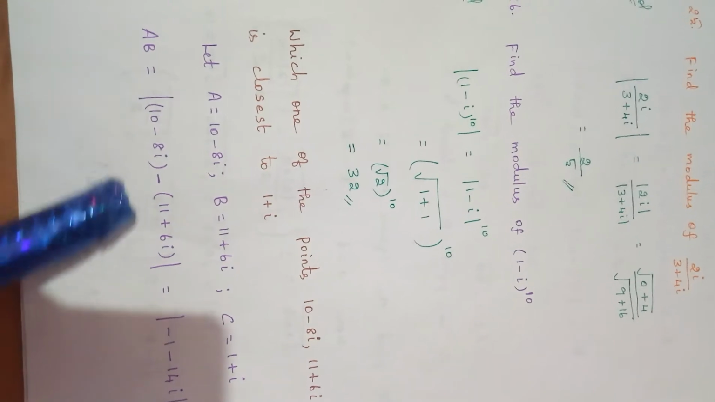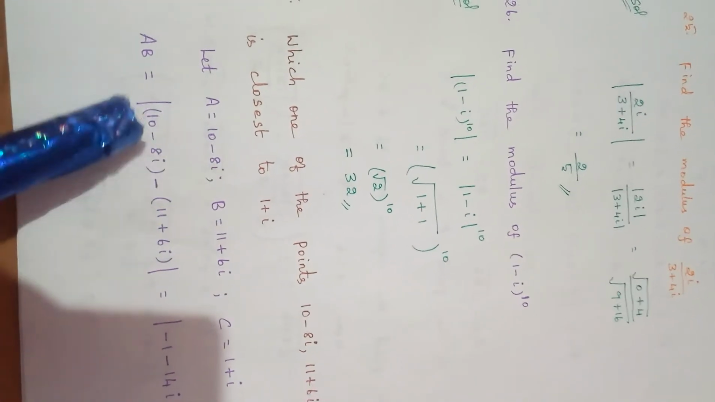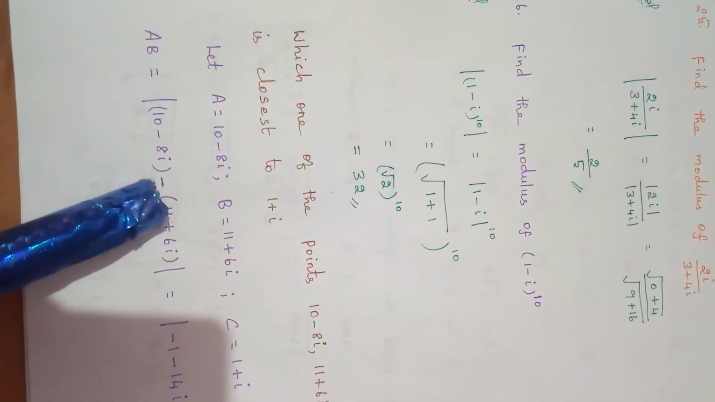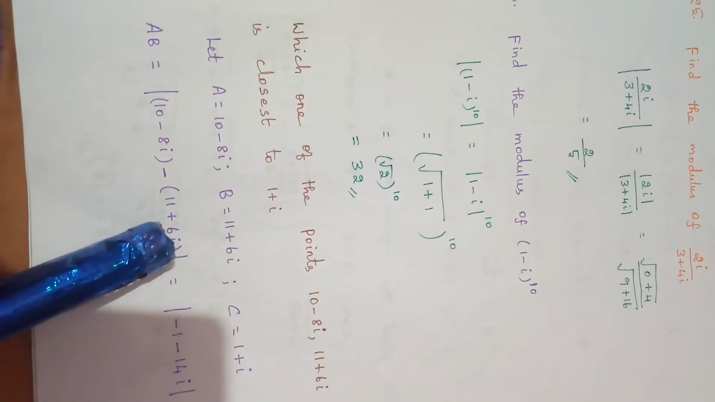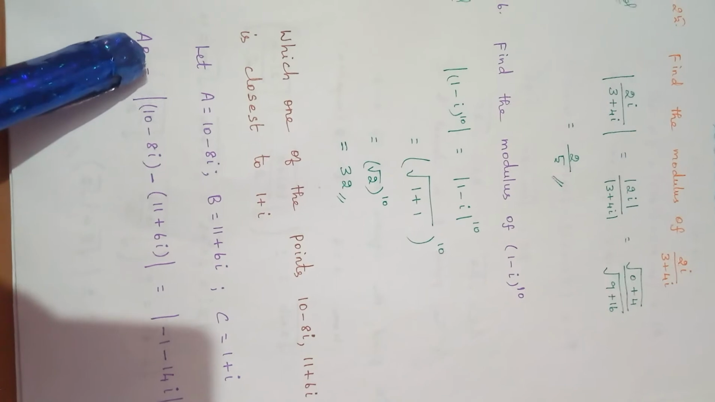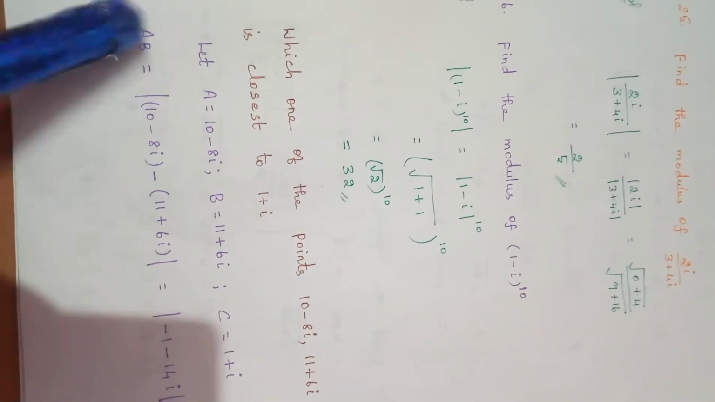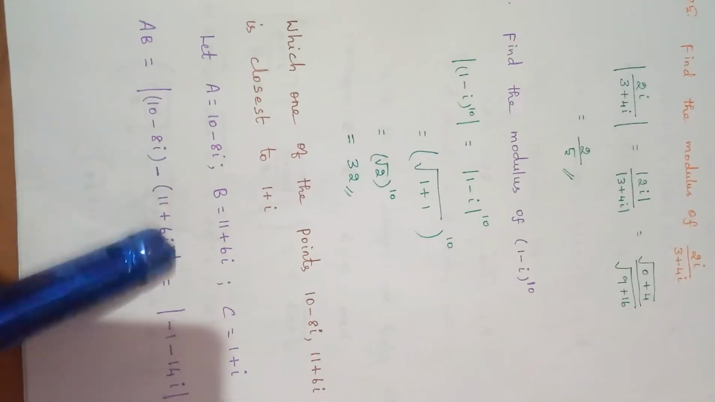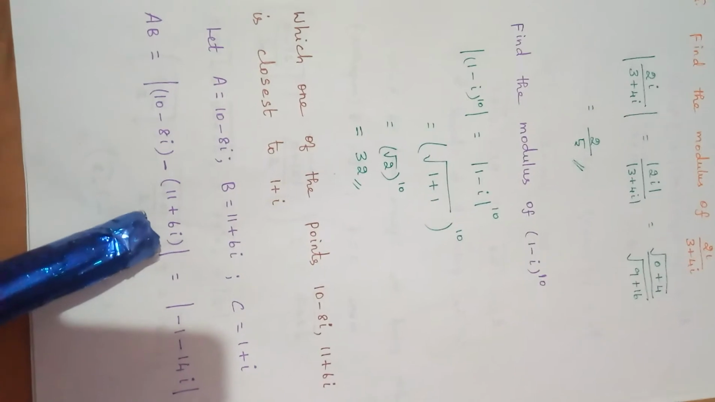Again, we take the modulus of A, which is 10 minus 8i, you write that, put a minus symbol, then B, the complex number 11 plus 6i, write that. So this is how we find the distance between two complex numbers. A is one complex number, B is another complex number. The distance between those two complex numbers is calculated in this way: write the first complex number, put a minus sign, write the second complex number.